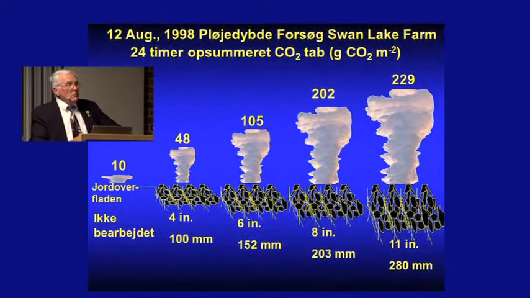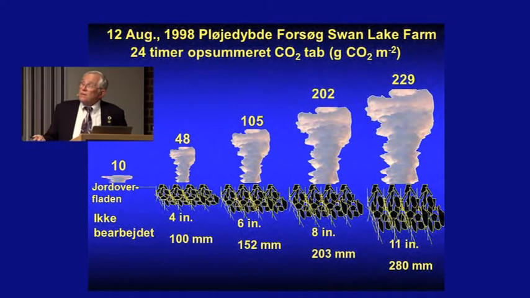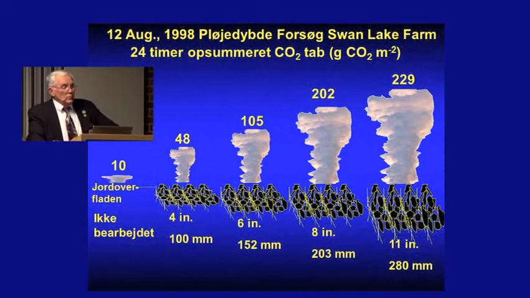We take a look at the cumulative results for a 24-hour period. Next slide, you can see that with the no-till treatment, we have the least amount of CO2 lost. And as you go progressively deeper from 100 millimeters to 280 millimeters, there's approximately a linear increase in the amount of CO2 that's released. Another bit of evidence that the CO2 released is proportional to the volume of soil disturbed in the tillage operation.